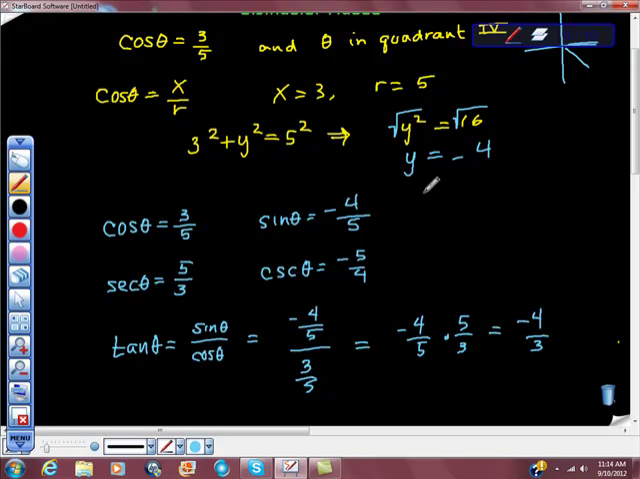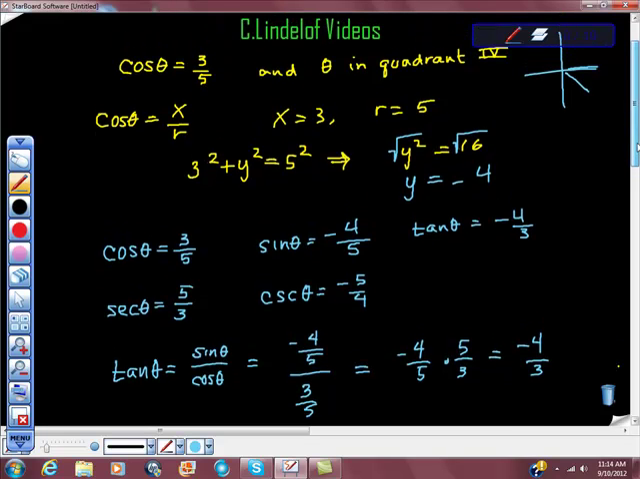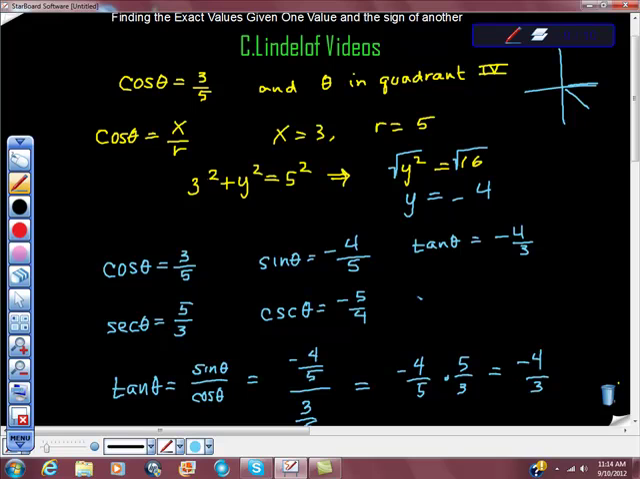So I'm going to go back up here and say that tan theta is equal to negative 4/3, isn't it? And if that's true, cotan theta is its reciprocal, right? So I'm going to take this and flip it over to get its reciprocal and get negative 3/4. So I think it's not too bad if we work on it.